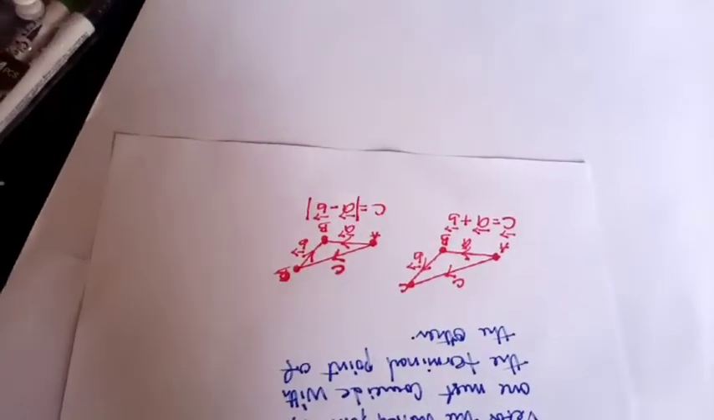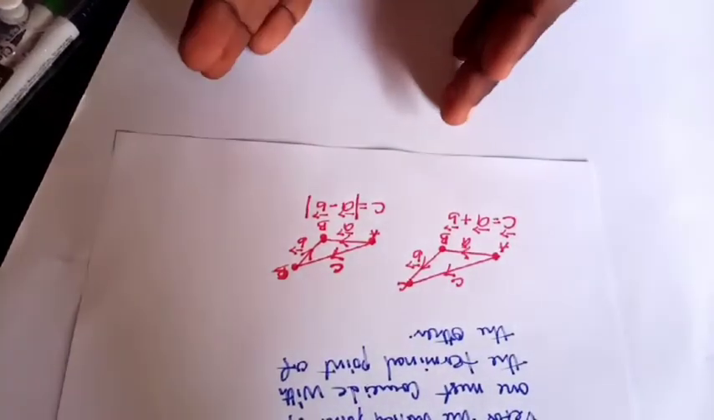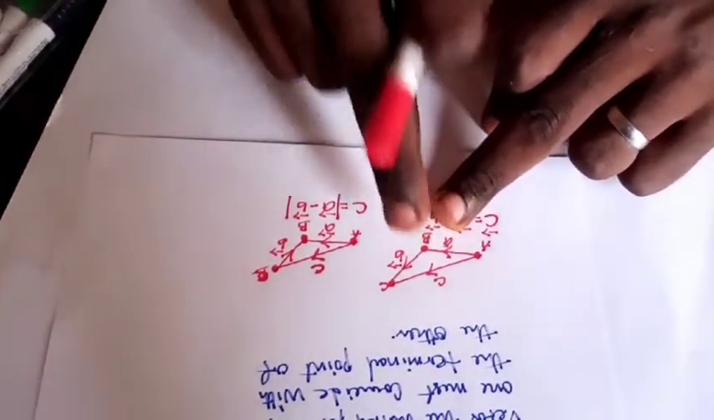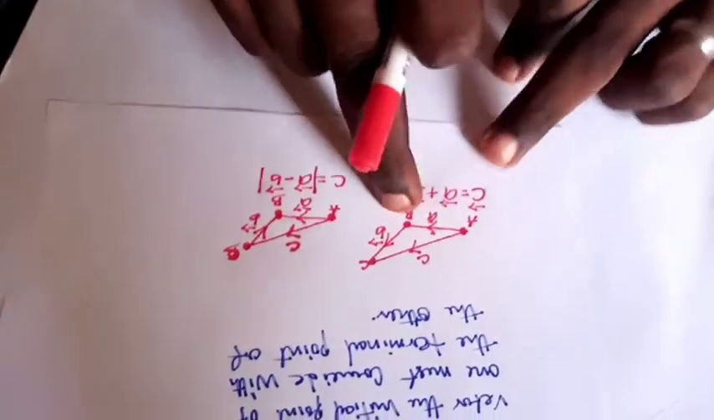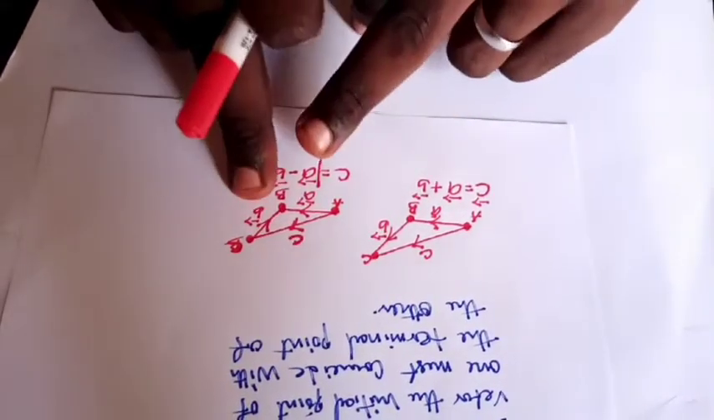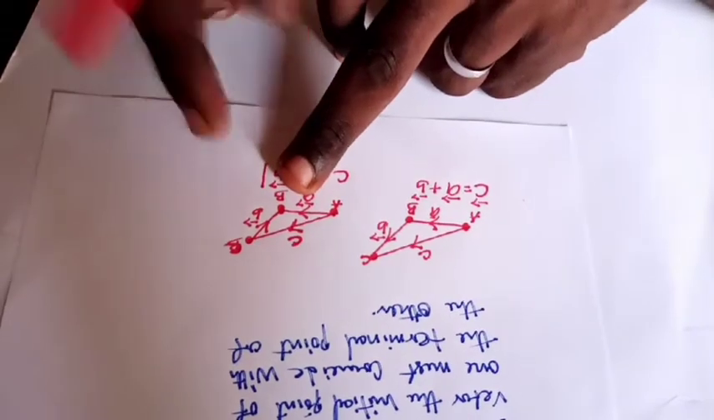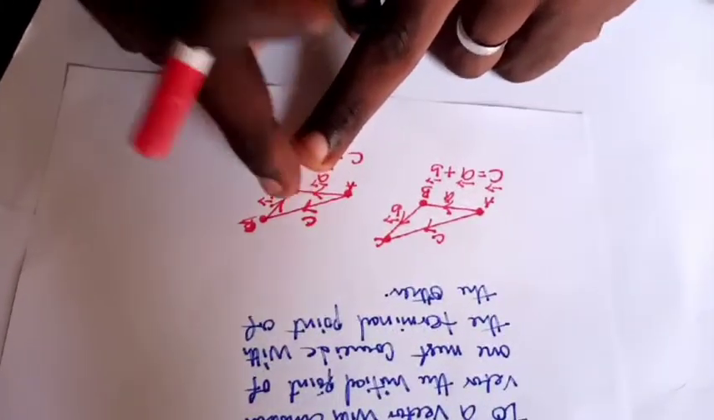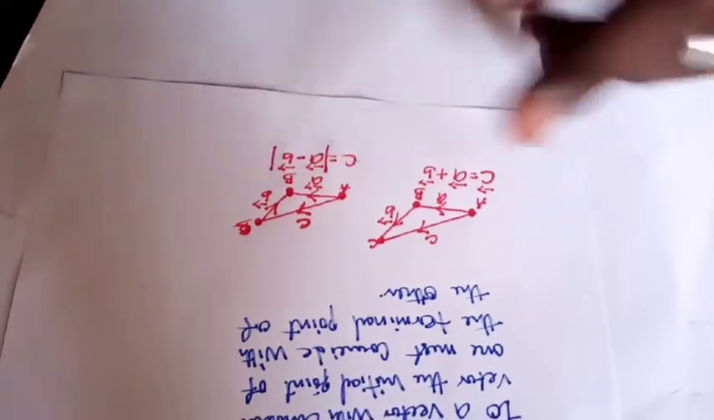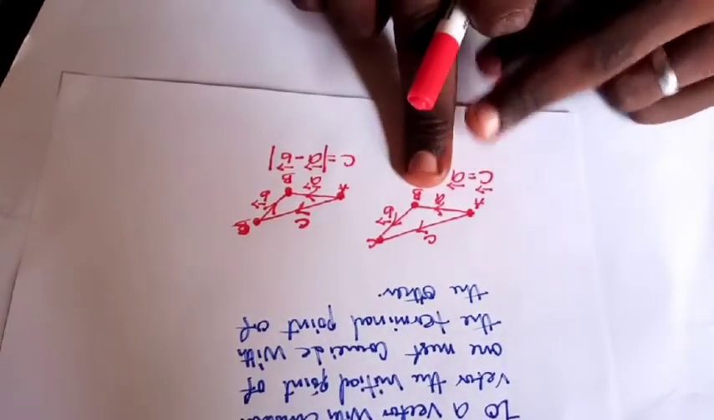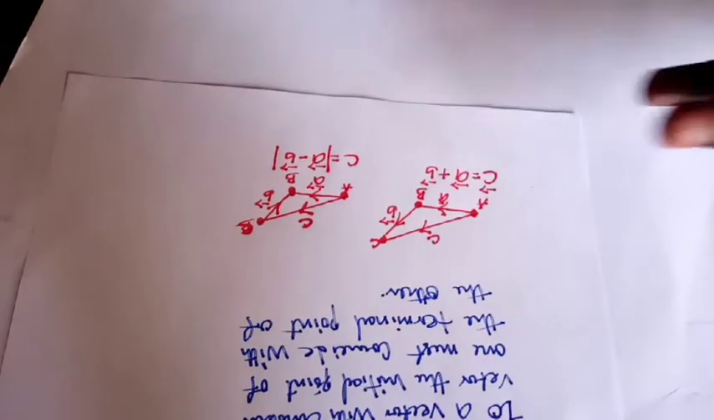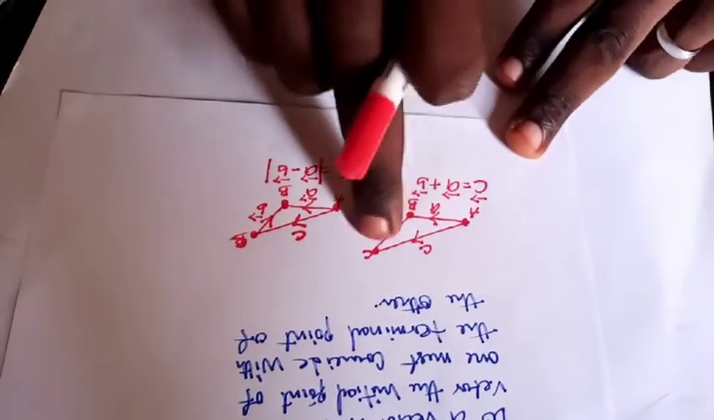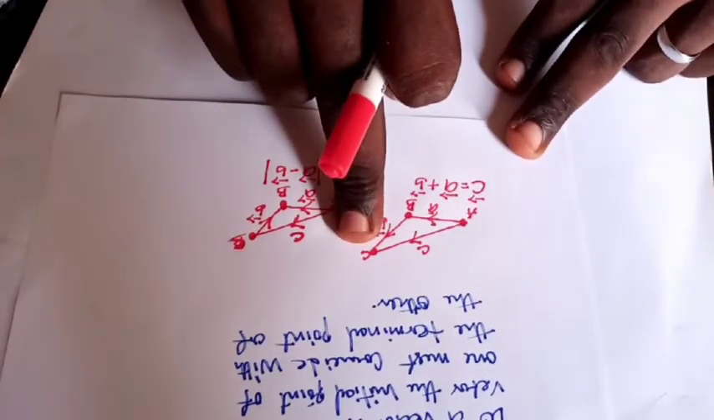So this tells you that if you are going to add two vectors together, you must check the terminal point and the initial point. If they coincide, then you are to add. If they don't, maybe terminal point coincides with terminal point or initial point coincides with initial point, it means you are going to take their difference. Now, what does it mean for terminal point and initial point to coincide? When terminal point and initial point coincide, it means the two vectors are facing the same direction.